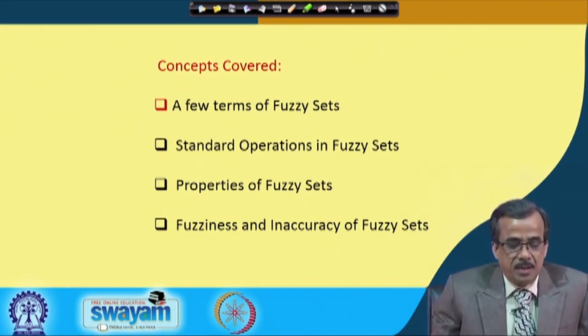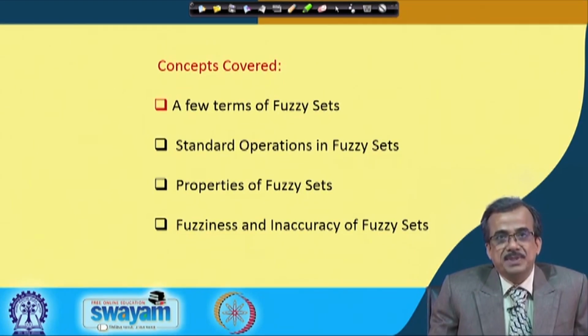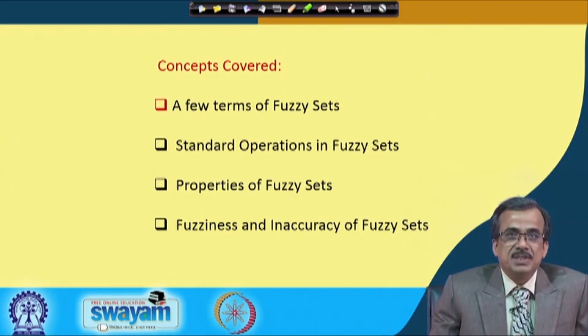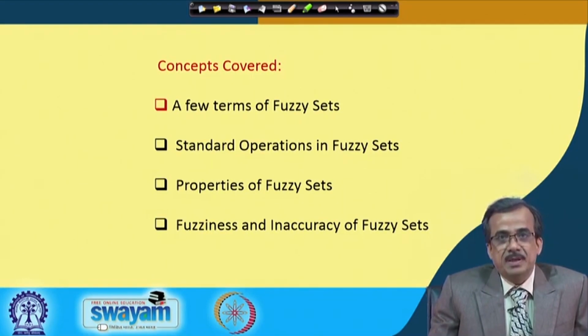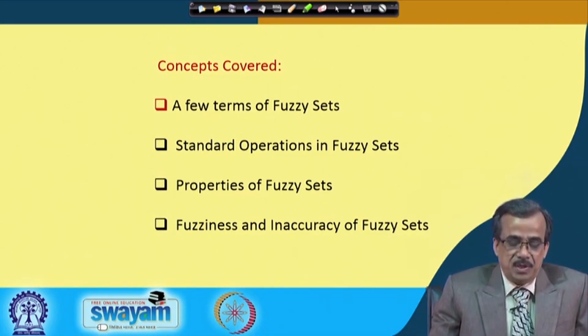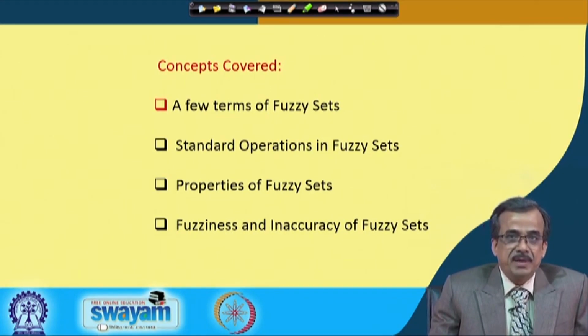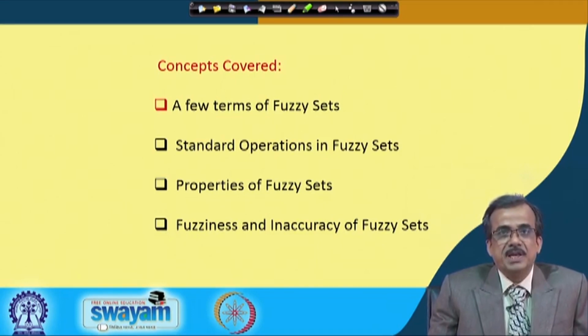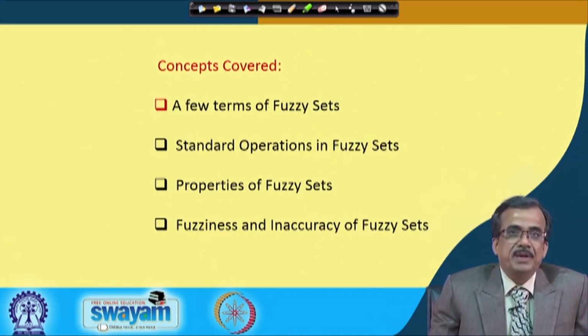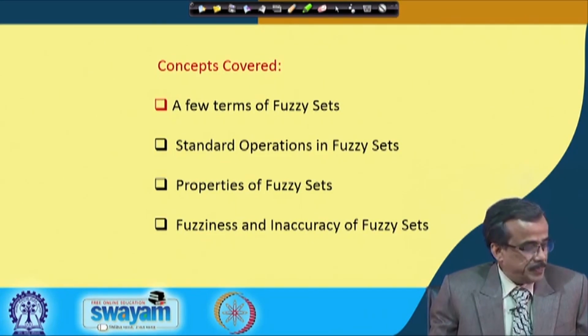And after that, we are going to define a few terms related to fuzzy sets. Some standard operations in fuzzy sets will be discussed. The properties of fuzzy sets will be explained, and at the end, two terms, namely fuzziness and inaccuracy of fuzzy sets, will be defined, and we will be solving some numerical examples like how to determine the fuzziness and inaccuracy of fuzzy sets.